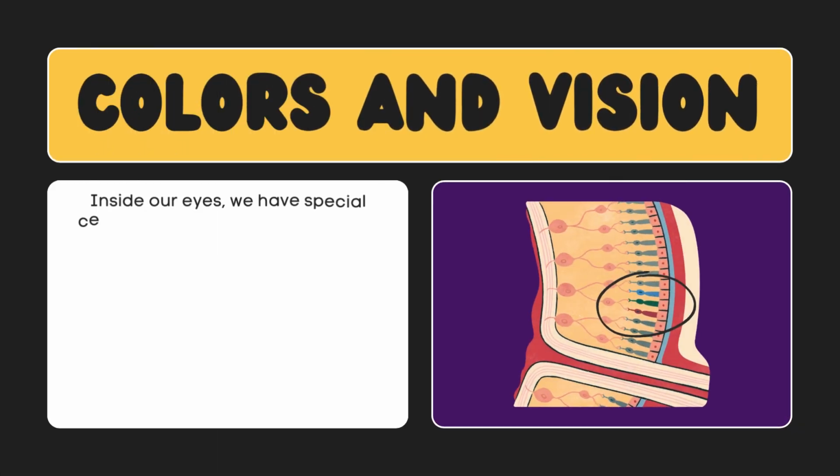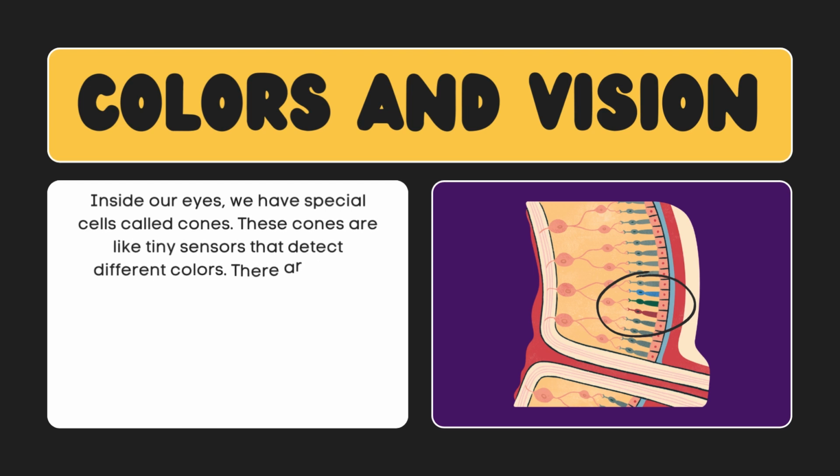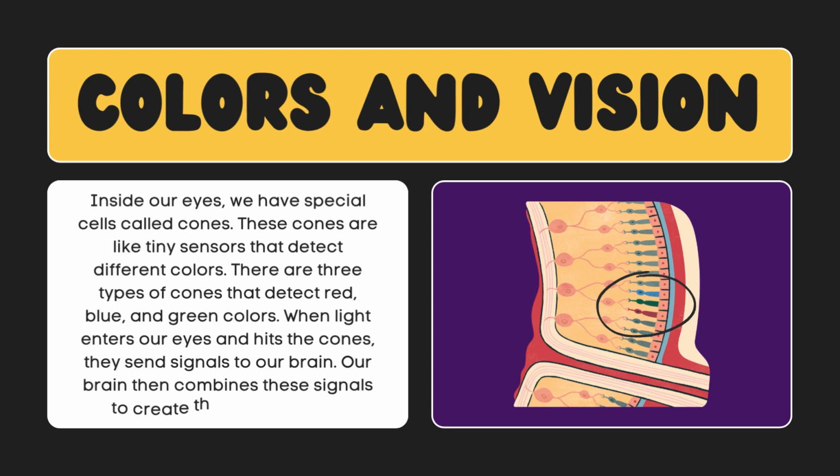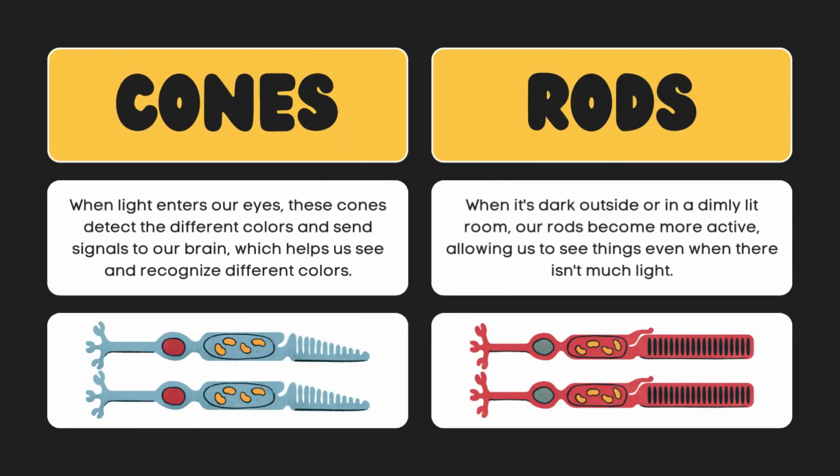Colors and vision. Inside our eyes, we have special cells called cones. These cones are like tiny sensors that detect different colors. There are 3 types of cones that detect red, blue, and green colors. When light enters our eyes and hits the cones, they send signals to our brain. Our brain then combines these signals to create the colors we see.